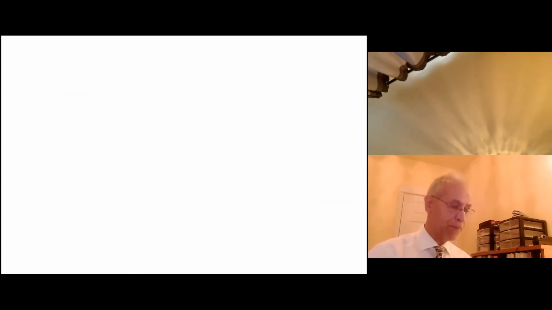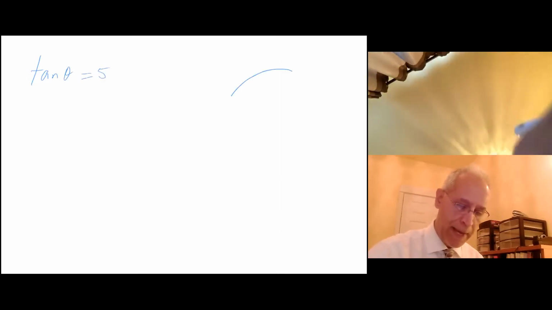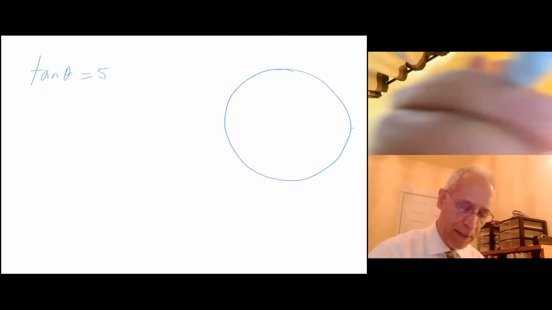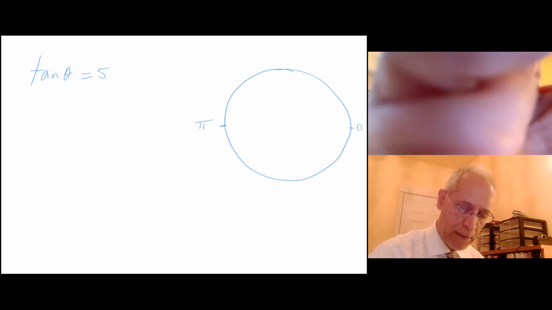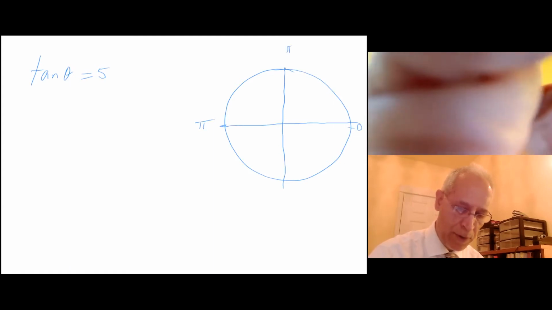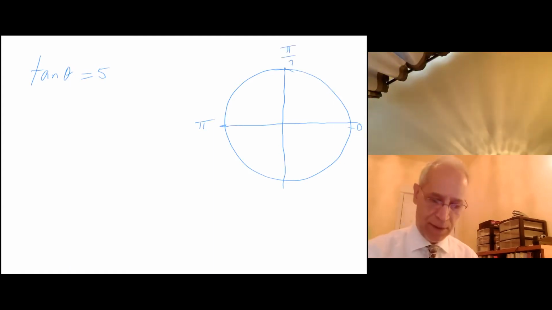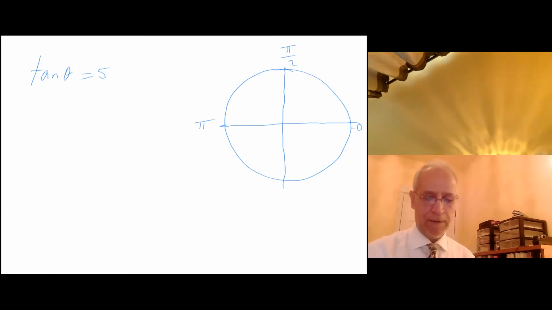Okay, let's do one last one. Go to the next page. Number 27: tangent of theta equals positive 5. The area of interest, once again, is between 0 and pi, and here's my pi over 2. I apologize for my drawing; it's not really up to scale.